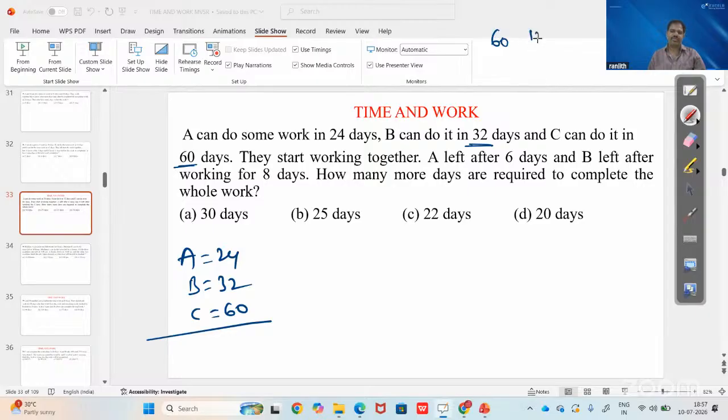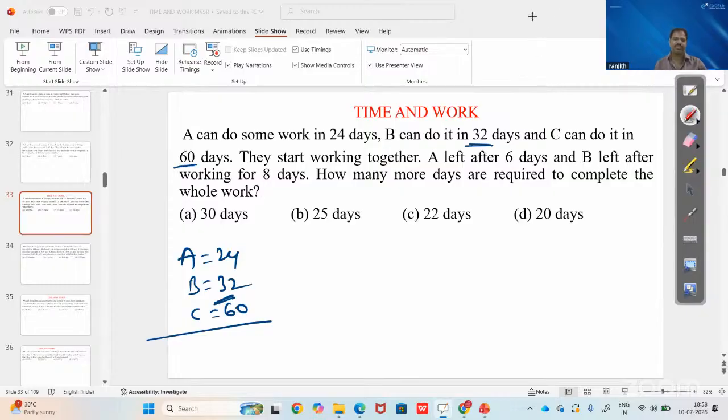6 twos are 12, so 120 is not getting in 32. 6 threes are 18, so 18 is also not getting in 32. 6 fours are 24, 24 is also not getting. 6 fives are 300, 300 is also not getting. Just look at here. What is the answer?